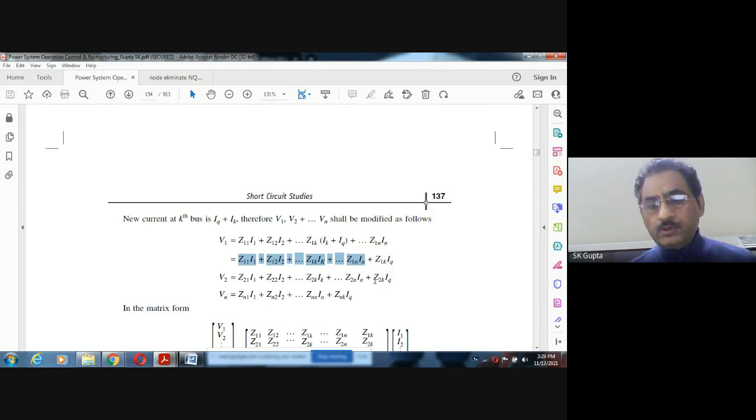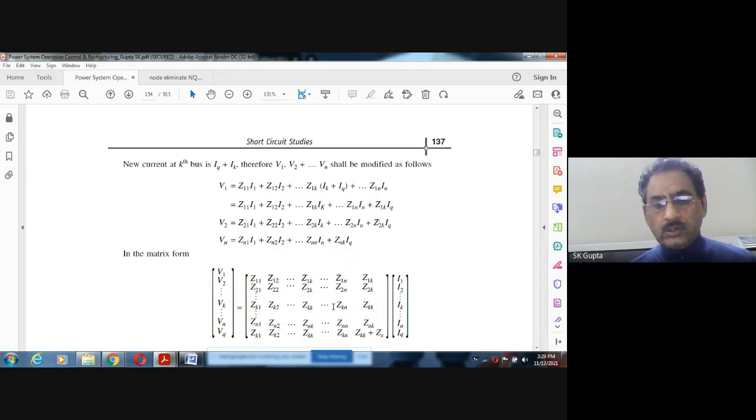Similarly in V2 there will be Z2k Iq, and in Vn there will be Znk Iq. So when you put all these equations together, because of this additional term, they will be like this. See, V1 has Z11 I1, Z12 I2, Z1k Ik, Z1n In and Z1k Iq. This Z1k Iq is an additional term here, otherwise it was not there. And similarly in all the others.